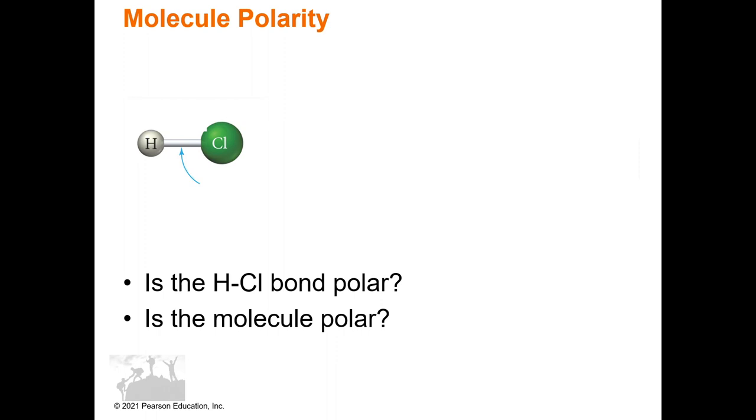Our first step is already done. We have our Lewis structure, even though it's not complete, we don't see lone pairs there, but that's fine. Now let's take a look at the bond. Is the HCl bond polar? The answer there is yes. Chlorine is more electronegative than the hydrogen, so the chlorine is going to be the negative end of the bond, and hydrogen would be the positive end. So we know that the bond is polar.